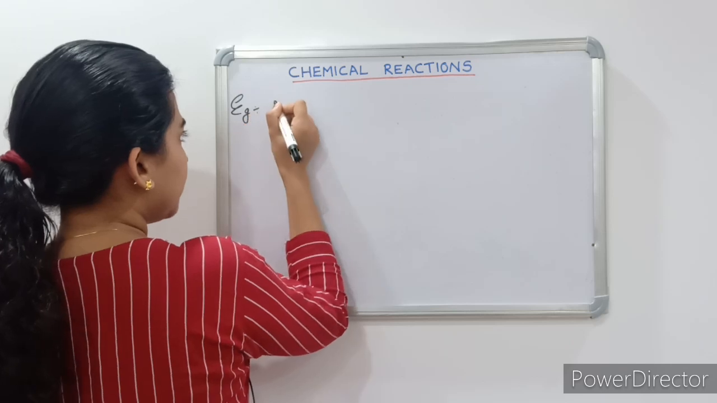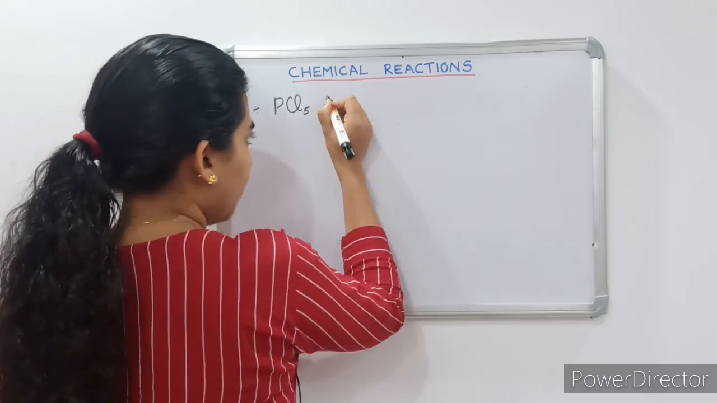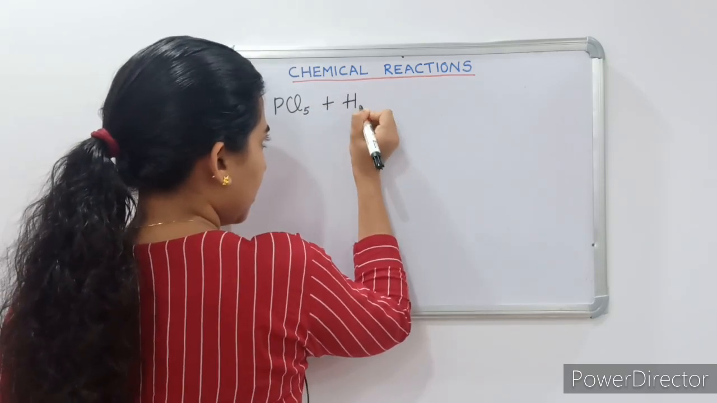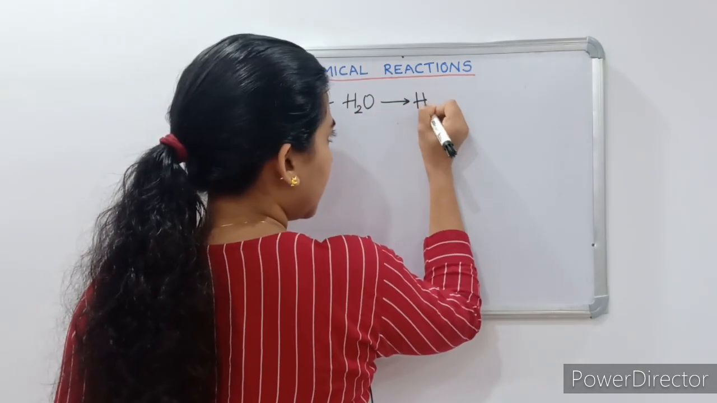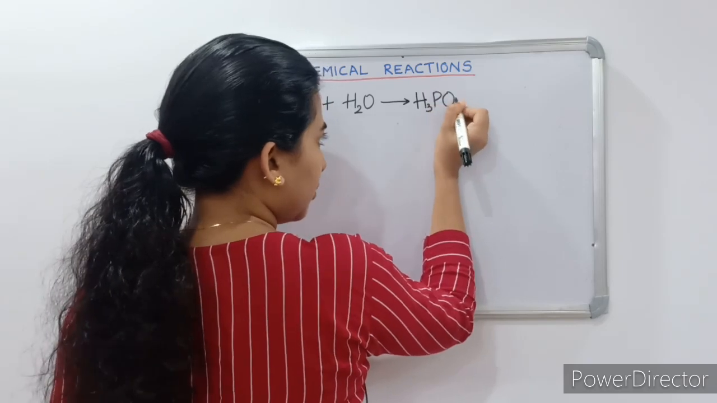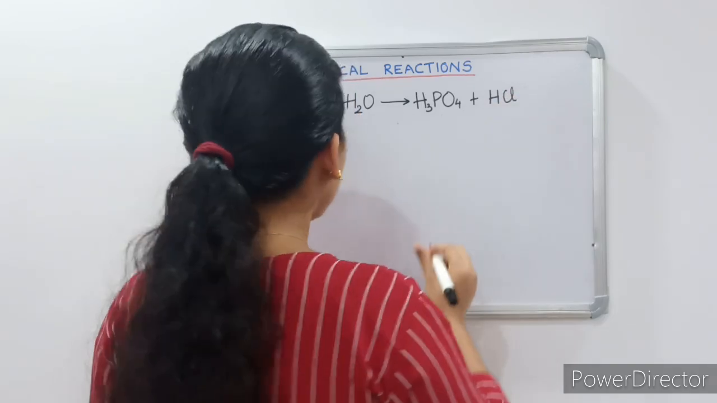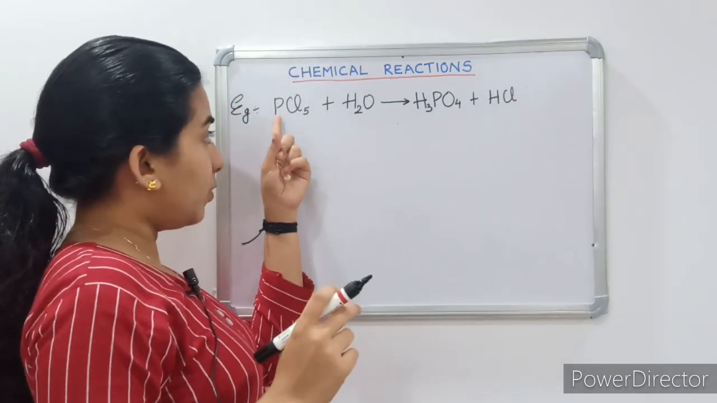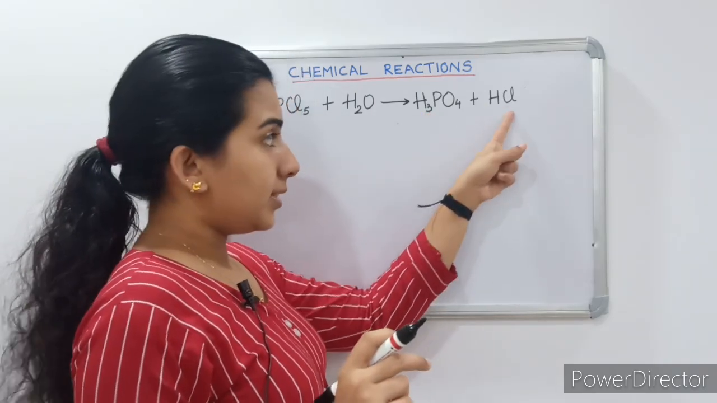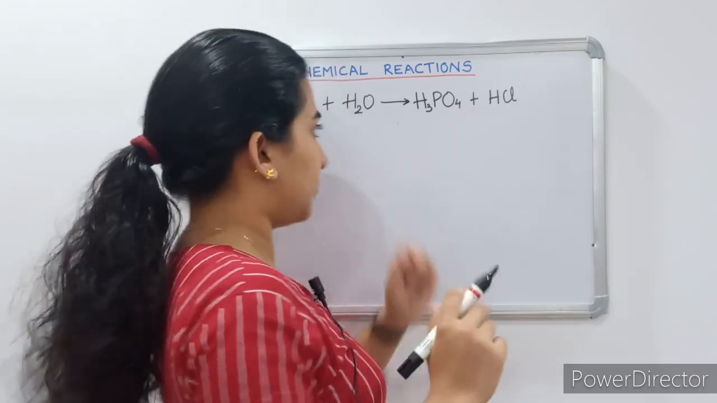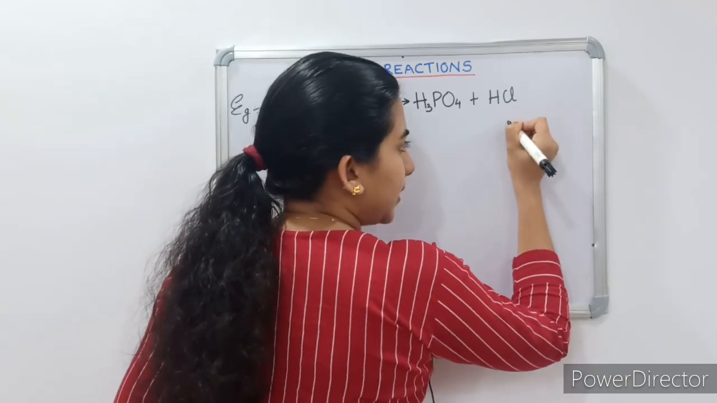First example, PCl5 plus H2O gives H3PO4 plus HCl. So here it is PCl5, phosphorus chloride, this is water, this is phosphoric acid, and this is another acid called hydrochloric acid.